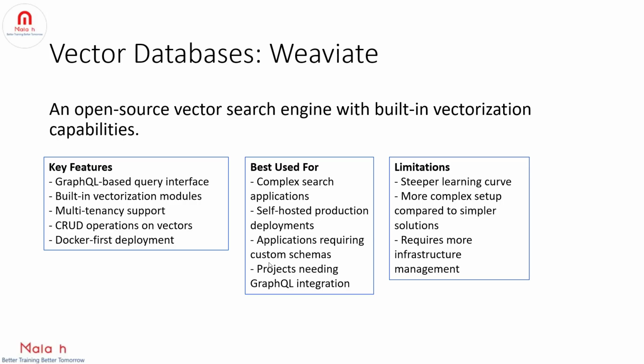And sometimes you may require to build custom schemas when you are building an application. So in that case, you can pick Weaviate. And if your project needs GraphQL integration, then you can pick Weaviate. And what are the limitations here? Steeper learning curve, because first you have to get familiar with this GraphQL based query interface. So there is a learning curve involved, and it is more complex setup compared to simpler solutions, and it requires more infrastructure management. This is used only for the complex search applications.